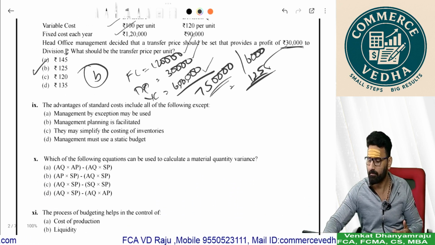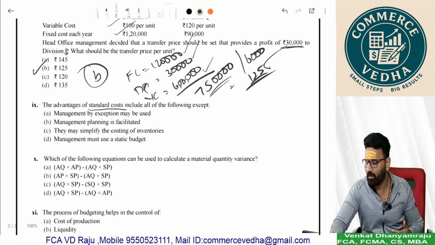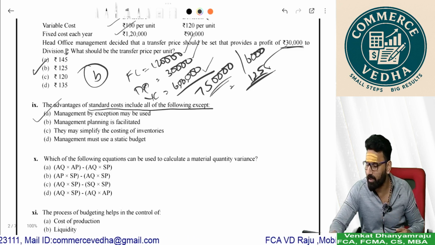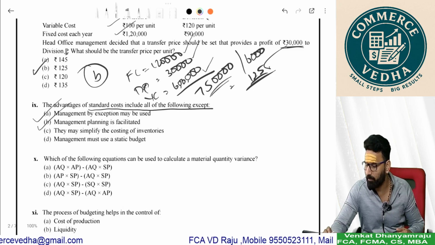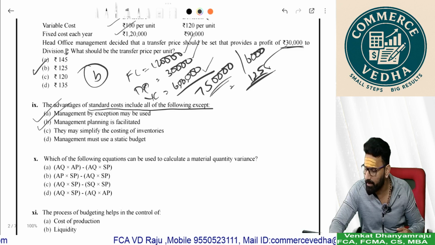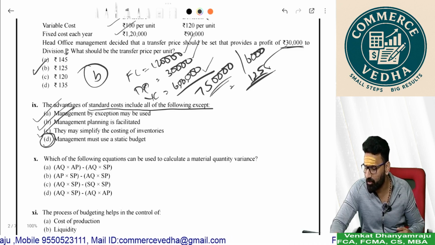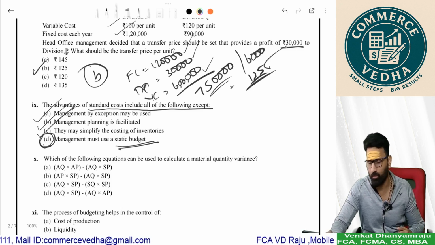Now, the advantage of standard cost includes all except, yes, standard cost helps in management by exception, standard cost helps in management planning, standard cost helps in simplifying the cost of inventories, but management must use static budget is a wrong thing. So it can't be.